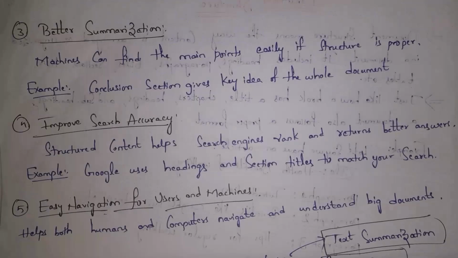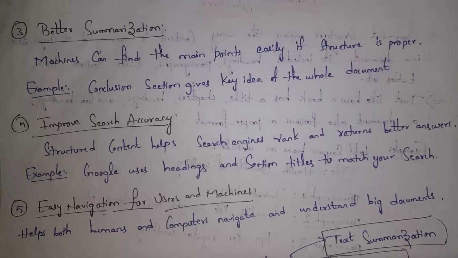And the third one is better summarization. Because if you arrange the document in proper format, the NLP model can extract main points easily. And the fourth one is improved search accuracy. For example, if you consider Google, whenever we search anything in Google, we'll get the correct answer. This is because in Google, most of the contents are structured properly. So you will get the correct result.